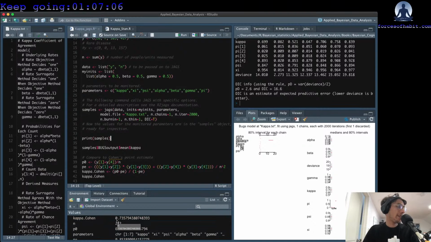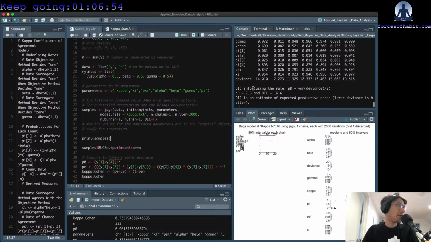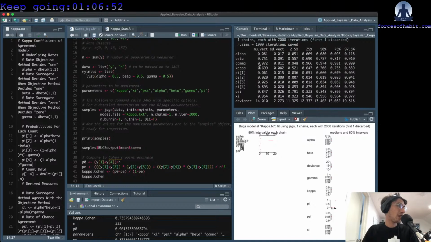Oh, and just so we're clear, something that I didn't notice on here. Kappa is Cohen's. If we calculated this and did a point estimate, we get 0.73. So our posterior distribution covers that and is a little lower.